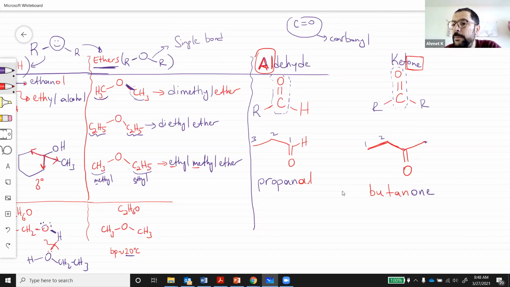And again, the same rule applies. We want to give it the smallest possible number always, right? So therefore, you're going to start from the other way around. So it's going to be 1 and 2. So this is going to be 2-butanone, okay?